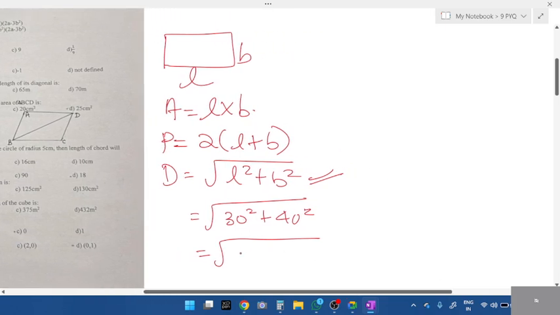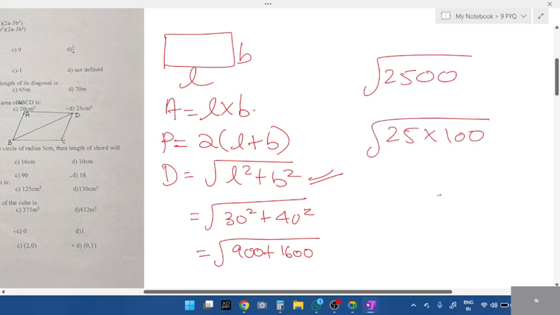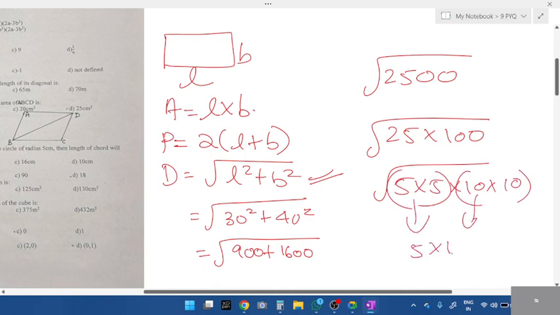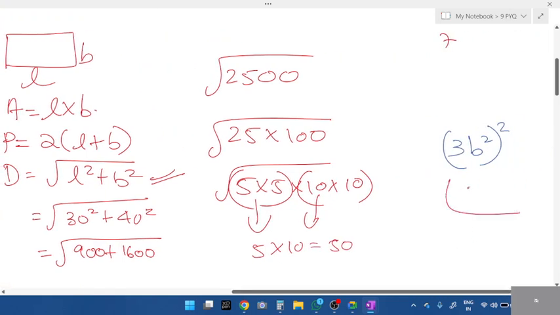Okay, 30 square is how much, students? 900 plus? Okay. This you can split it as 25 into 100. What is the perfect square for 25? You can write it as 5 into 5. And for 100, so take out one value from each. 5 tens are 50. If you do it like this, you would need another 2 to 3 minutes. You're wasting your time. Don't do it like this, students.